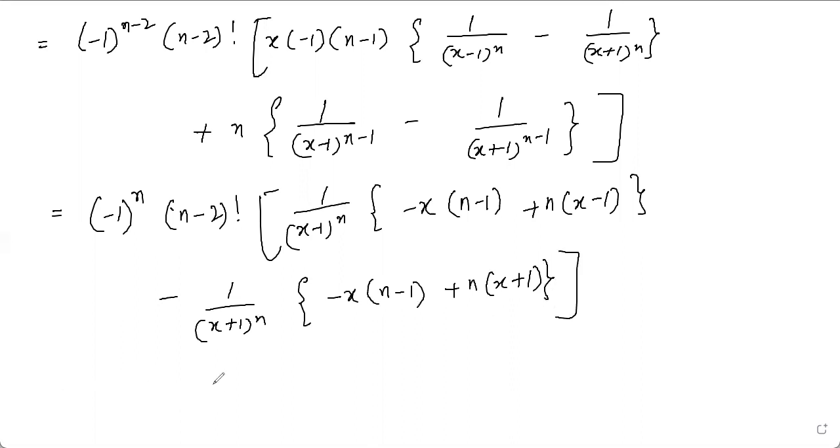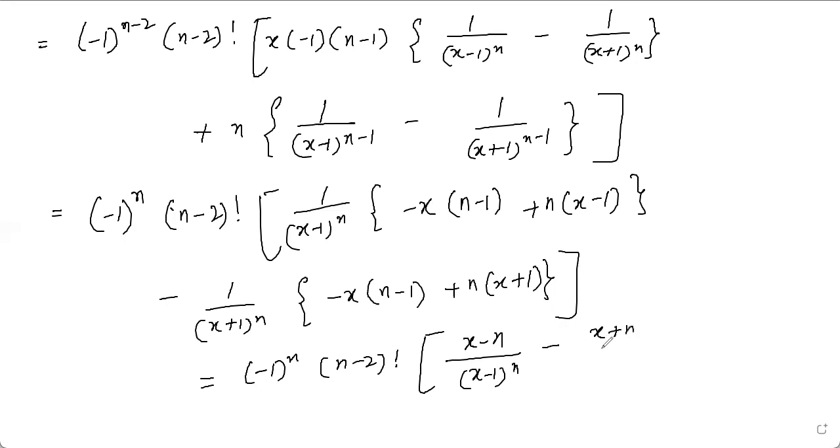And finally, on the right hand side, we get minus 1 to the power of n, (n minus 2) factorial, into (x minus n) by (x minus 1) to the power of n minus (x plus n) divided by (x plus 1) to the power of n. So hence we have proved it.